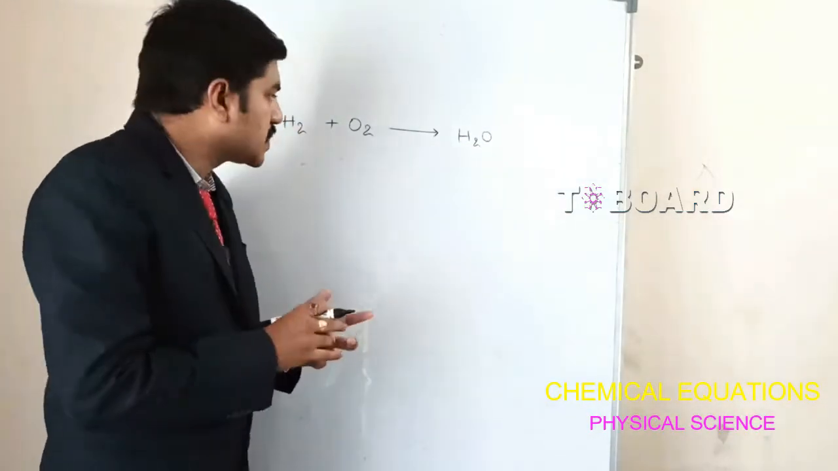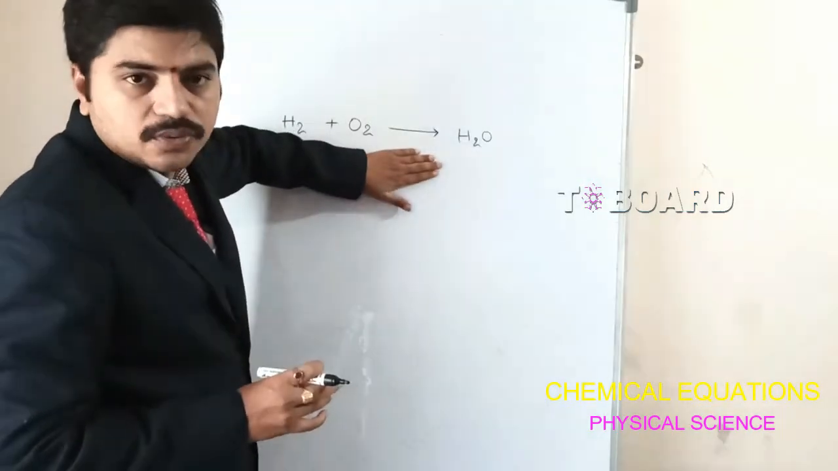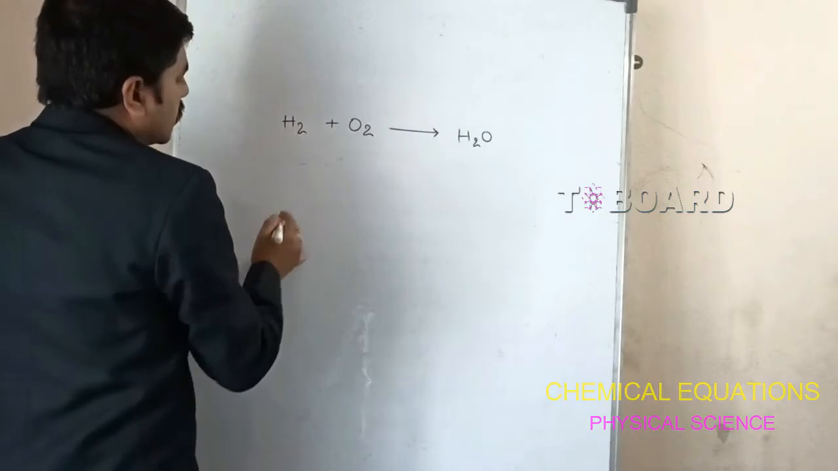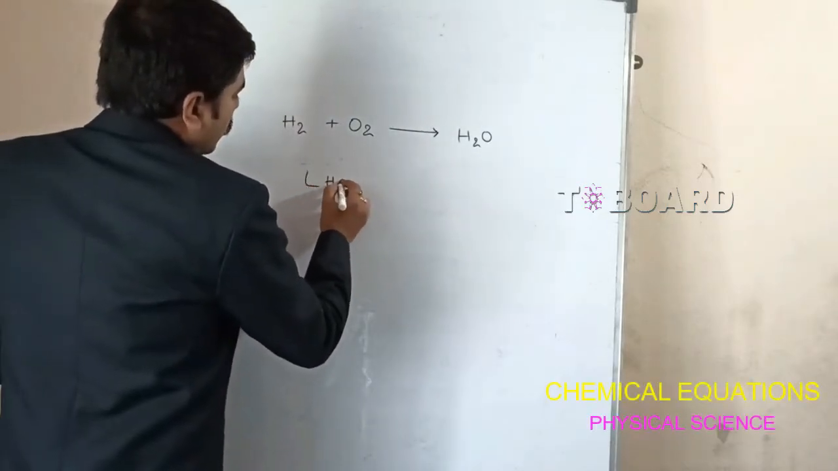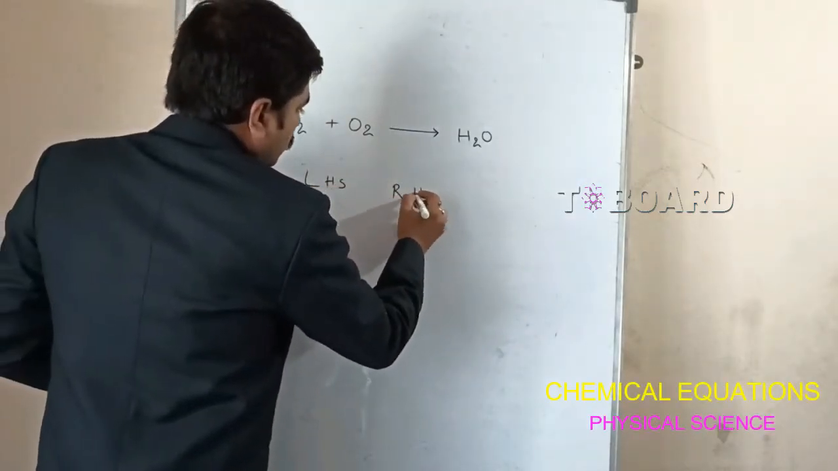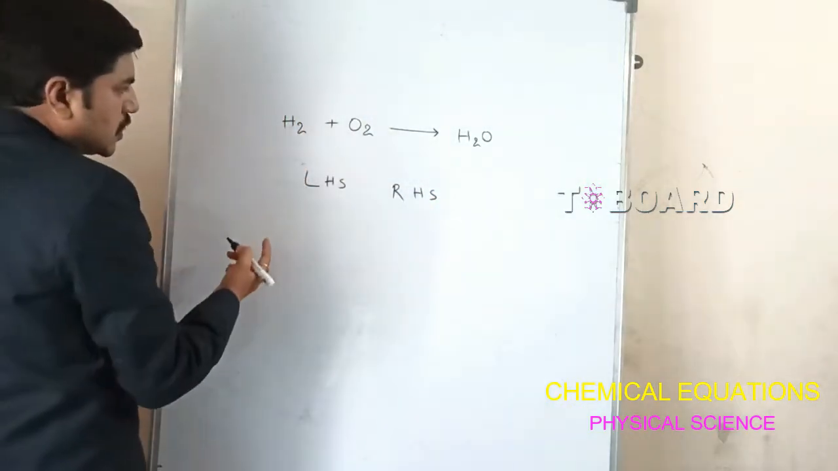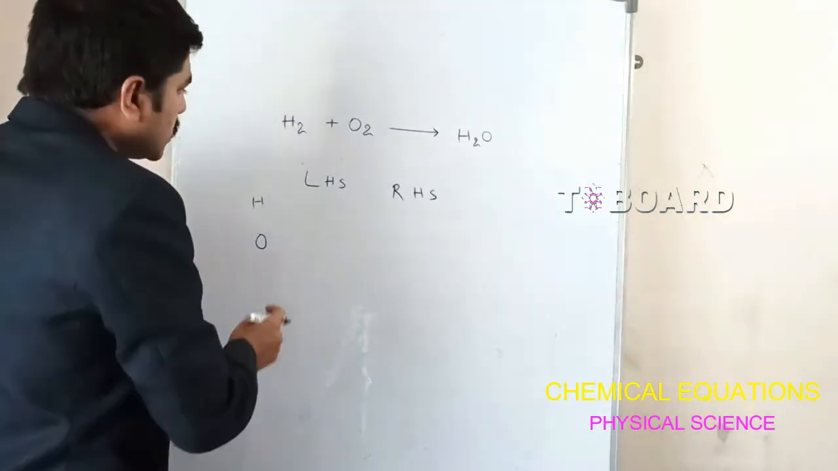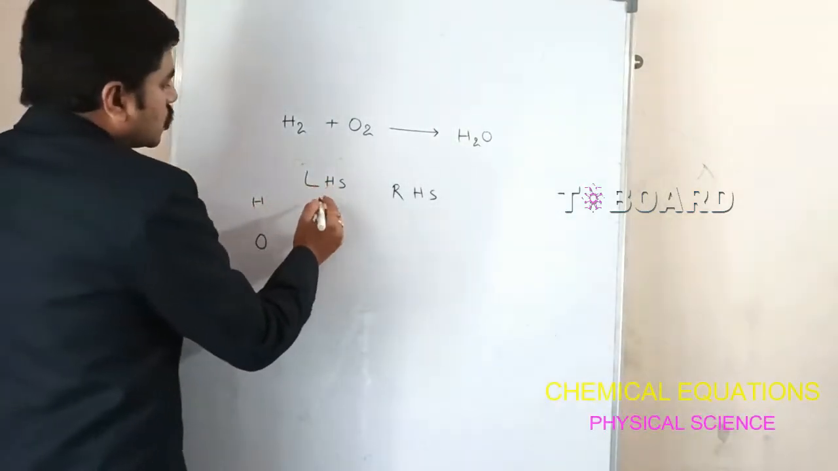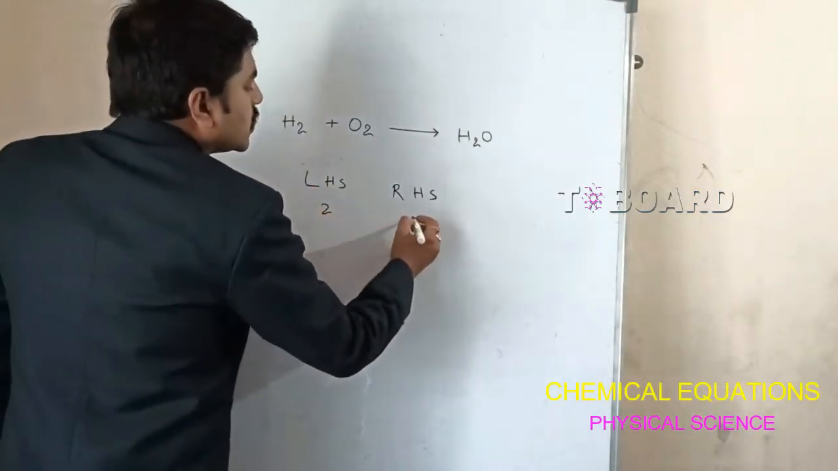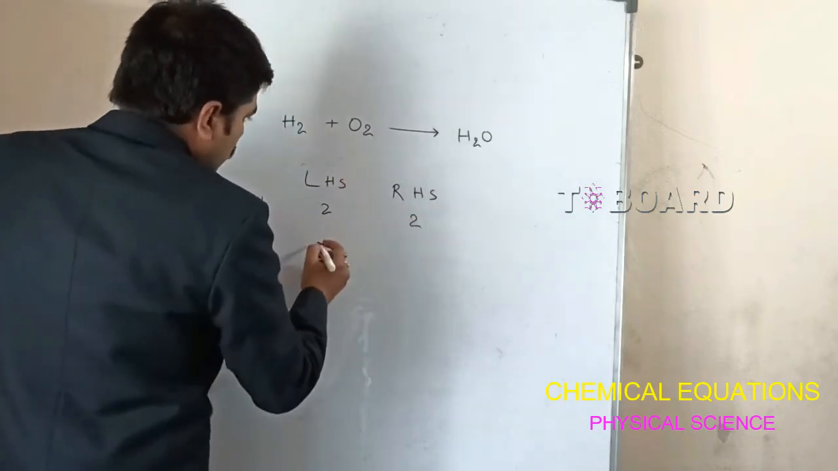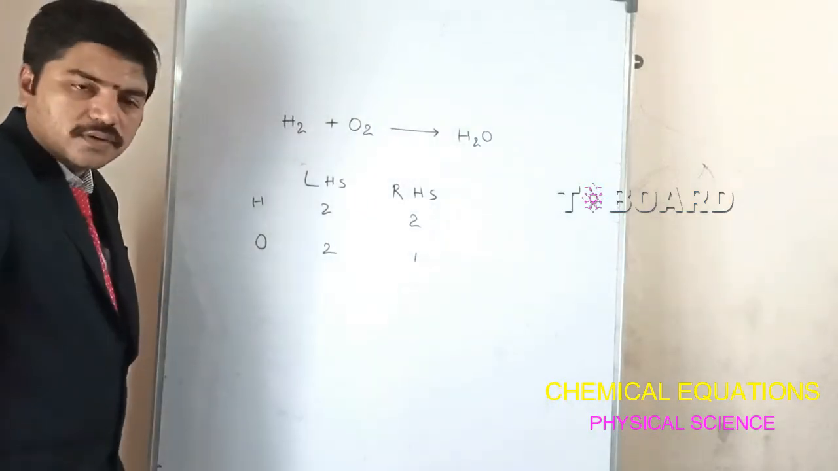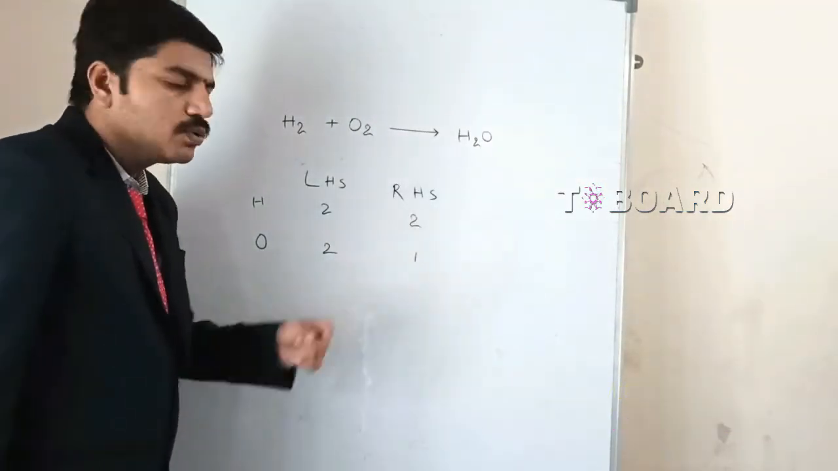This is called the skeleton equation. It is an unbalanced equation. Now we need to balance it. For example, if you take the LHS and RHS, hydrogens and oxygens, then see here: the hydrogens are 2 on the LHS and 2 on the RHS. The oxygens are 2 on the LHS, but 1 on the RHS. This is a mistake. Now we need to balance it.